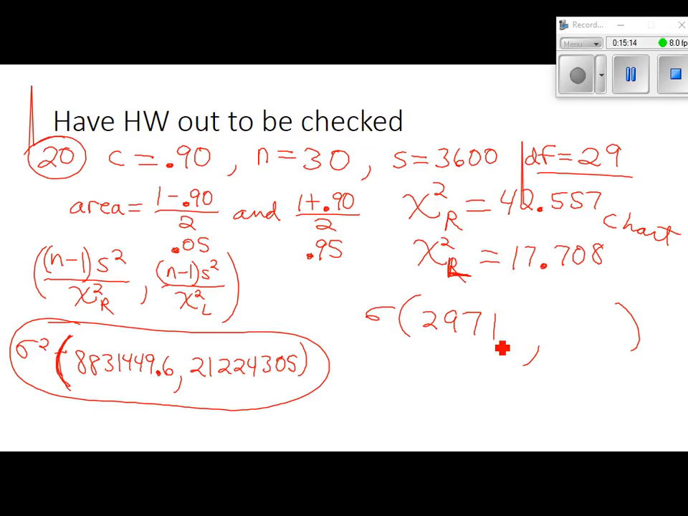2,971. You want me to round this up? Yeah, so 2,972, we'll say, close enough. Square root of the other one, 4,607. Now, we probably wouldn't want to go out one decimal place. We probably want to go out two, because what did this problem deal with?